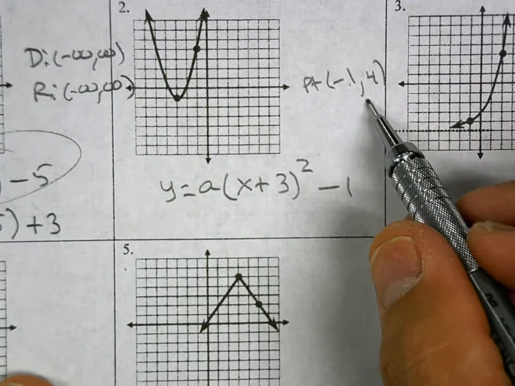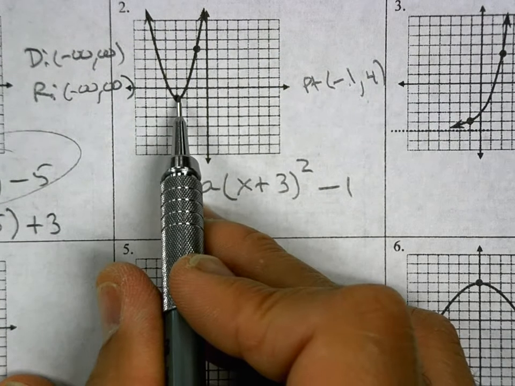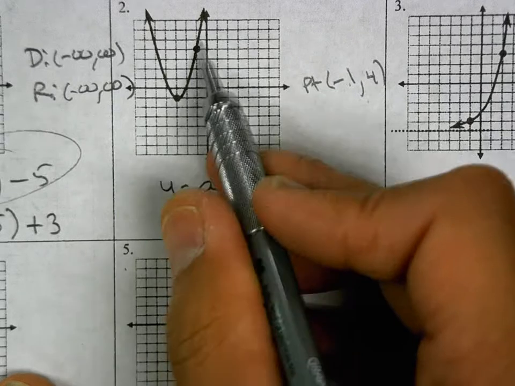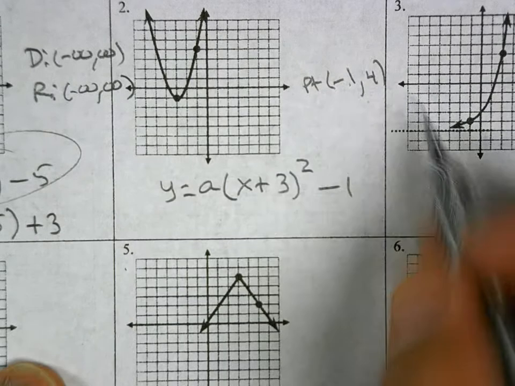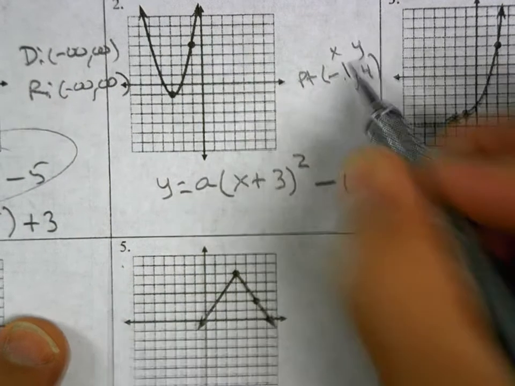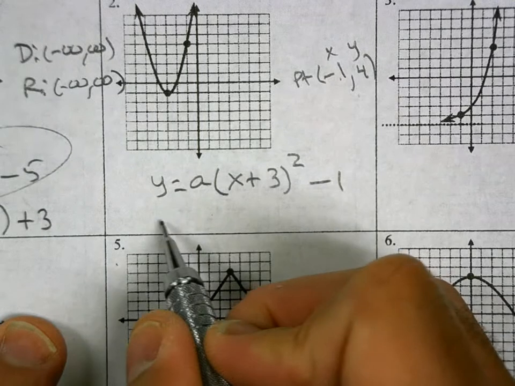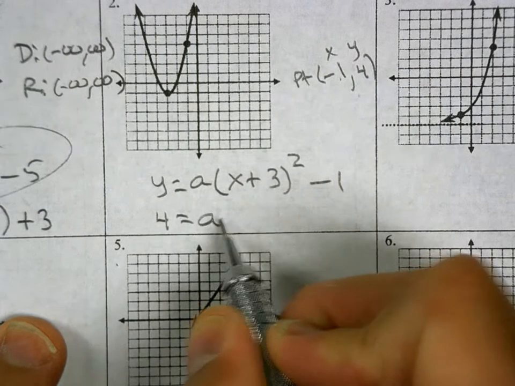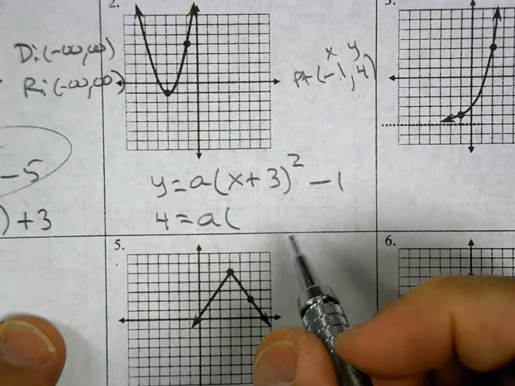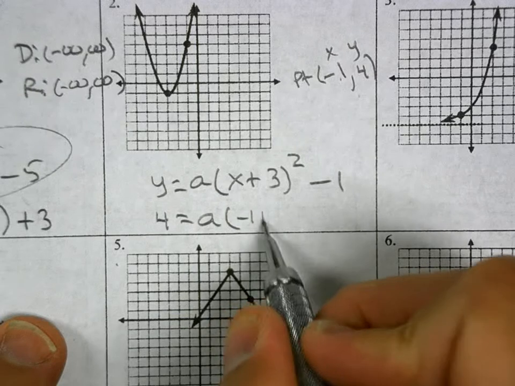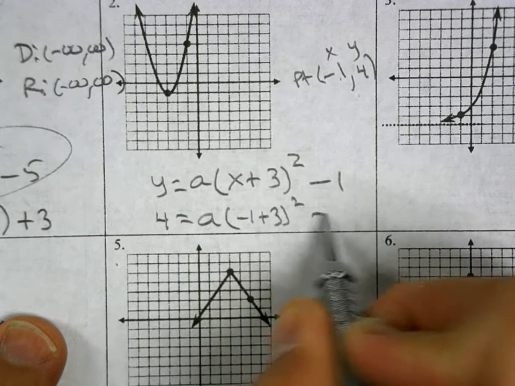Okay, don't plug in the vertex. It's just not going to get you anywhere. So plug in a point that's not the vertex. So let's go ahead and plug this in. So that's your x, that's your y. So 4 is your y. So 4 is equal to a times negative 1 plus 3 squared minus 1.